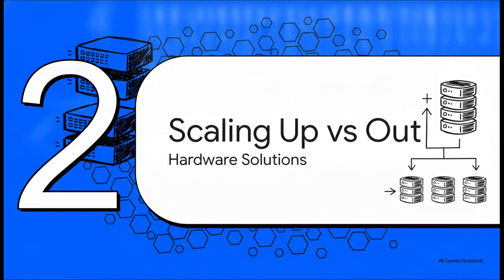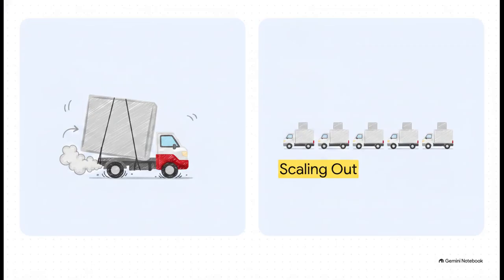Moving right along to Section 2, Scaling Up versus Scaling Out. When an organization runs out of storage, they basically have 2 choices. The first is scaling up. This means you keep the exact same basic architecture, but you migrate to a single, larger, more powerful, and frankly, vastly more expensive system. Think of it like trying to transport more goods by buying one absolutely massive, highly engineered, super expensive lorry.